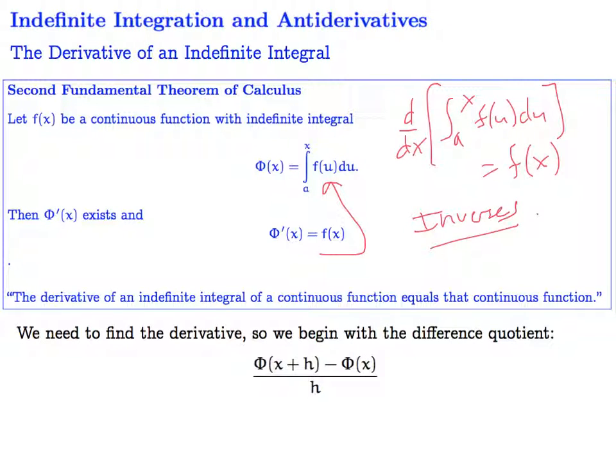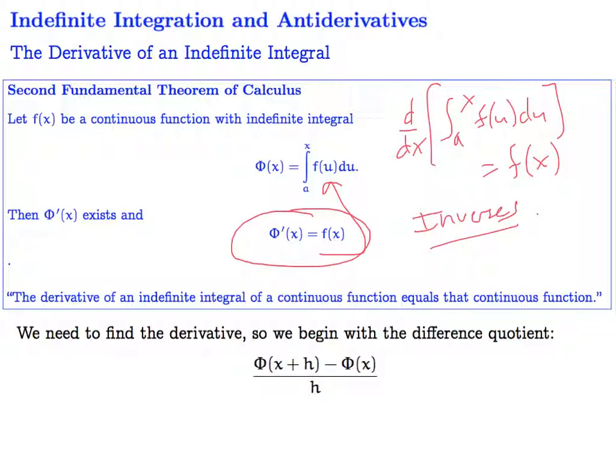So the big key to this theorem is this statement right here that says that the derivative of the indefinite integral equals f of x. So that's what we want to prove. And we need to find the derivative, so we have to begin by setting up our difference quotient here. So our difference quotient will be phi of x plus h minus phi of x, all over h.